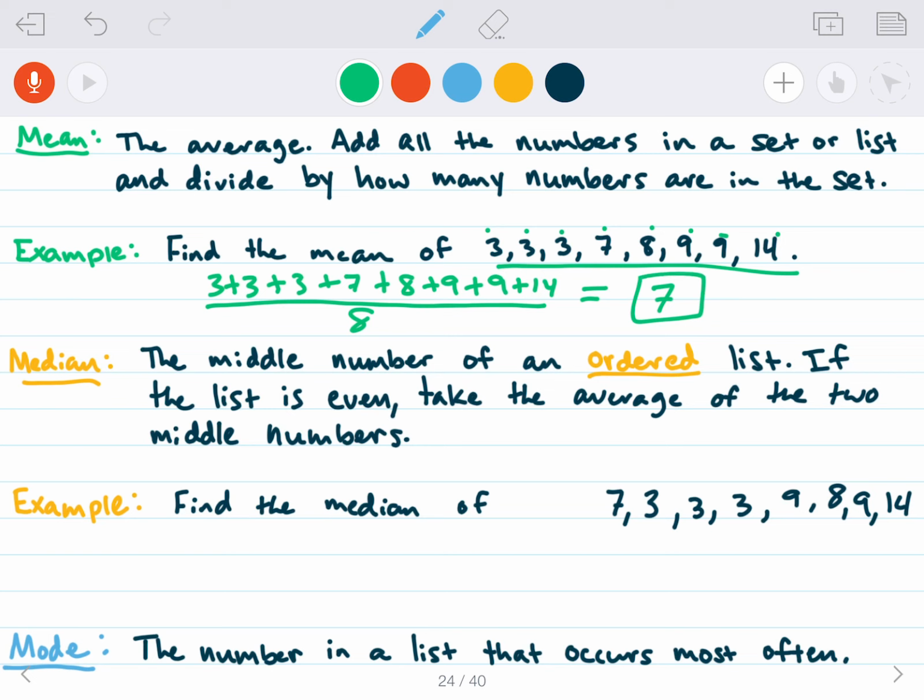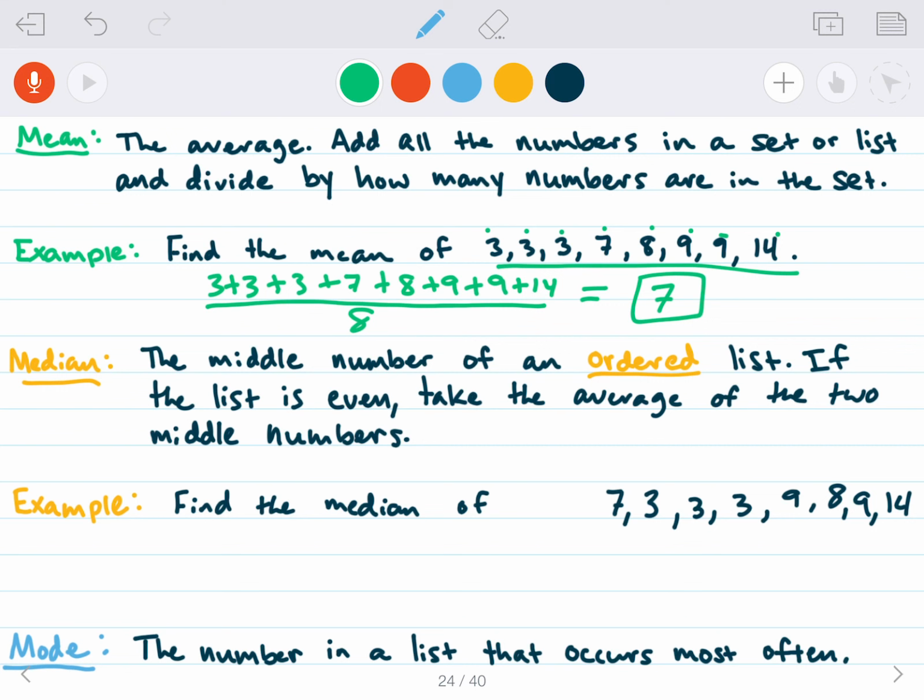So our median is going to be the middle number of an ordered list. We want to make sure the numbers are in order first before looking for the median. If we have an odd number of data points, it's pretty easy. We just look for the middle number. But if we have an even number of data points, we take the average of the two middle numbers.